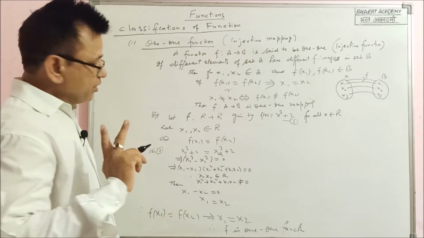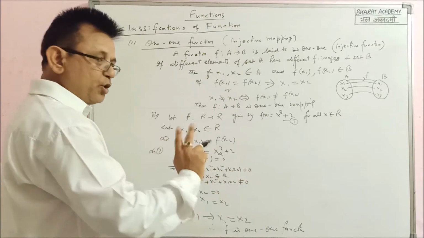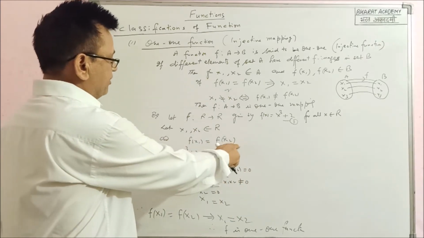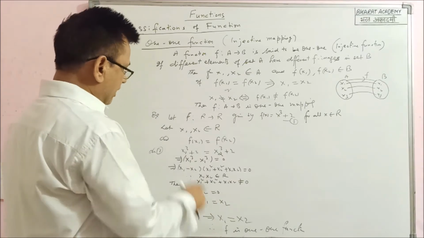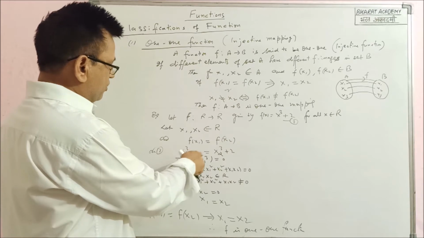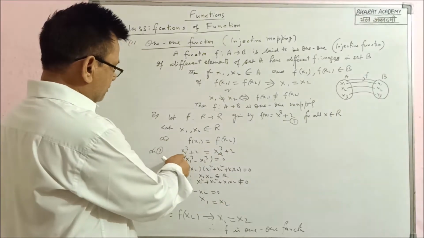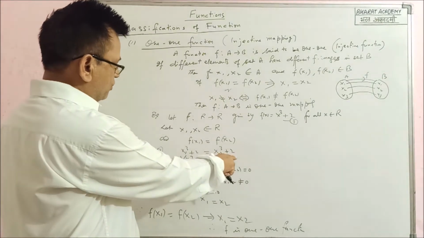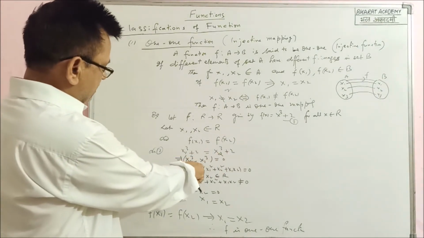If the functional values at these two numbers are taken equal, f(x1) equal to f(x2), then on the basis of this definition, f(x) equal to x cube plus 2, it will become f(x1) equal to x1 cube plus 2 and f(x2) equal to x2 cube plus 2. It means x1 cube plus 2 equal to x2 cube plus 2.